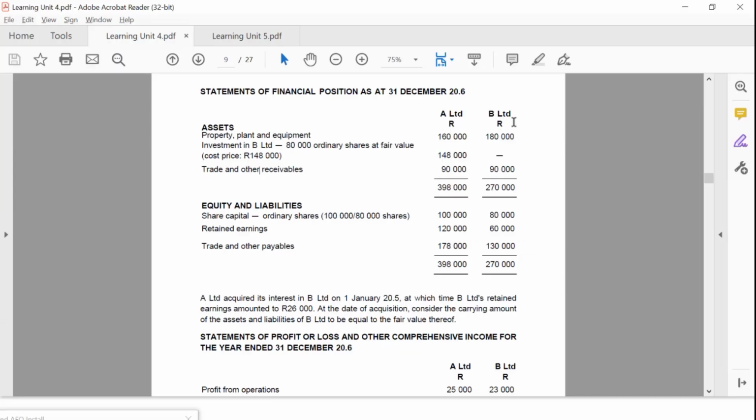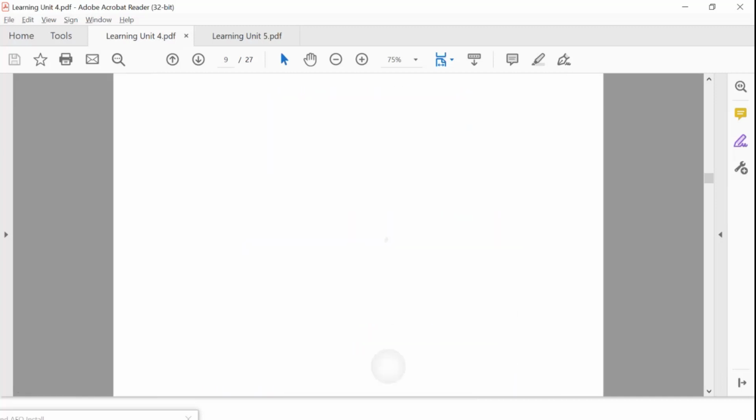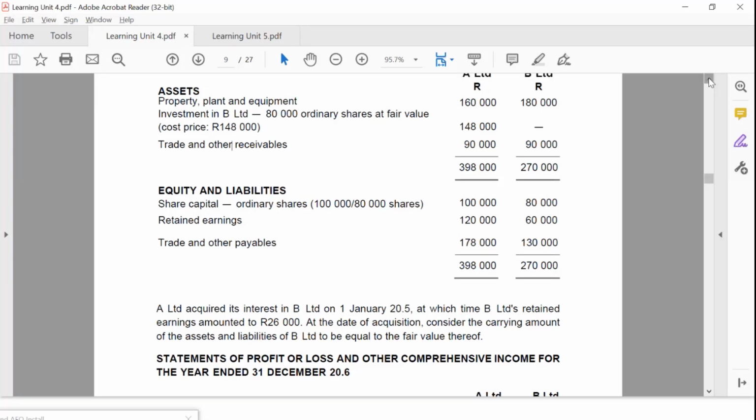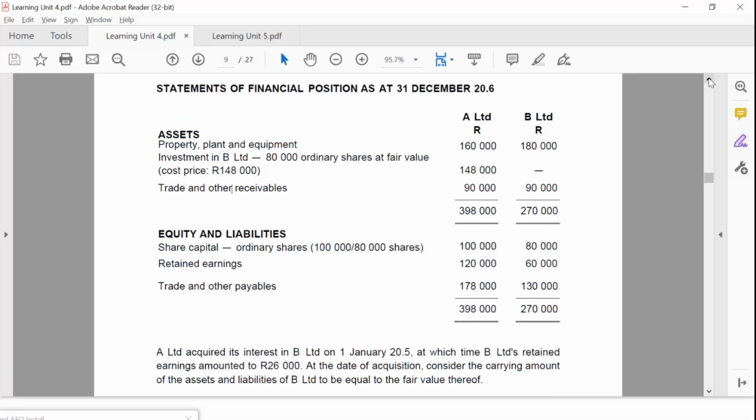So in our question, this is property, plant, and equipment. We've been given property, plant, and equipment, investment, trade and other receivables. I'm hurrying up because we are behind schedule. Share capital 180, retained earnings 120 and 60, trade and other payables 178, 130. Then they give us additional information that A Limited acquired its interest in B Limited on 1 January 20x5, and this is the financial statement as at 31st of December 20x6.